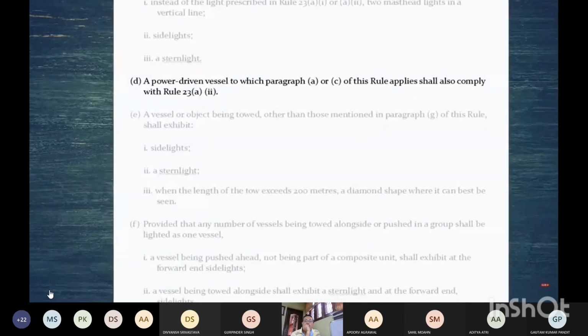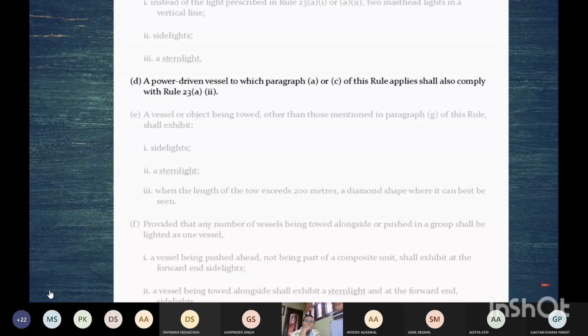A power-driven vessel, which is showing the masthead lights of a towing vessel, needs to also comply with Rule 23 A2. And this is the rule that says if you're greater than 50 metres in length, you need to show a second masthead light abaft of and higher than the first one. So all this is saying is if you're a towing vessel, you've still got to indicate if your vessel is greater than 50 metres.